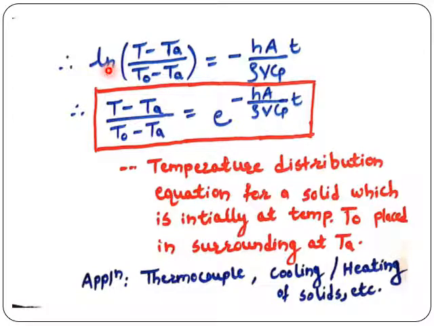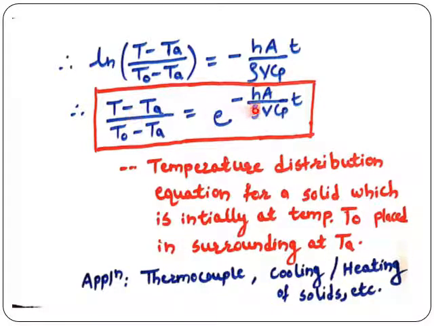And if I take the exponential on this side, so (T minus TA) divided by (T0 minus TA) is equal to e raised to minus hA by rho V Cp into t. So this equation which I have obtained is the temperature distribution equation. What does it mean? At any time t, I can obtain the temperature of the solid. T means the temperature at any time t, TA is the atmospheric or surrounding temperature, and T0 is the initial temperature.